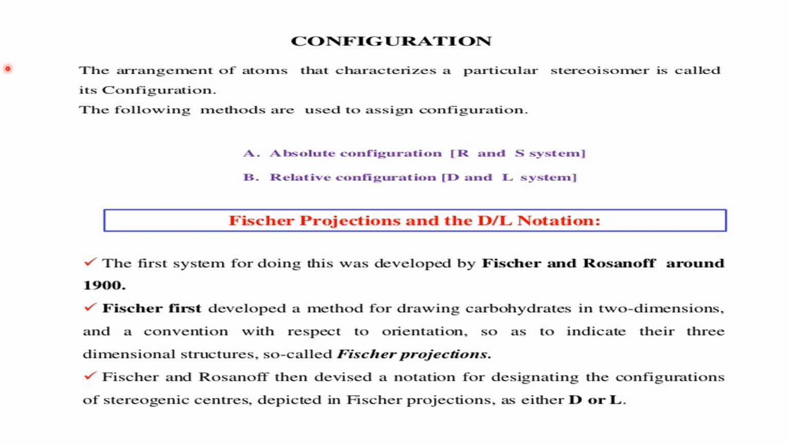There are two classifications for the study of configuration of organic molecules. I repeat, configuration is the arrangement of atoms or groups of atoms in a particular compound in three-dimensional space. Depending upon the different arrangement in three-dimensional space, we get different configurations, and two configurations are there. They are absolute configuration, which is also called R and S configuration, rectus and sinister. R is rectus and S is sinister. So that is the absolute configuration.